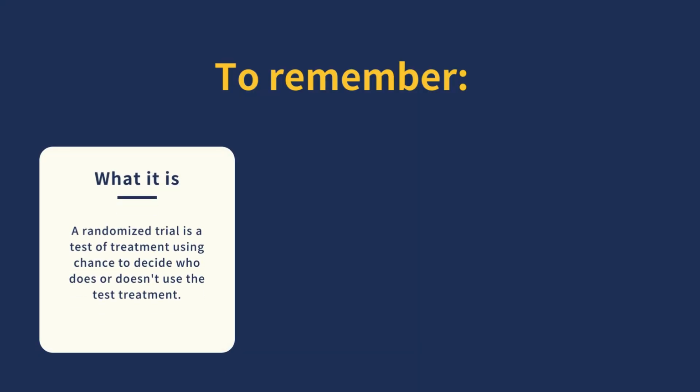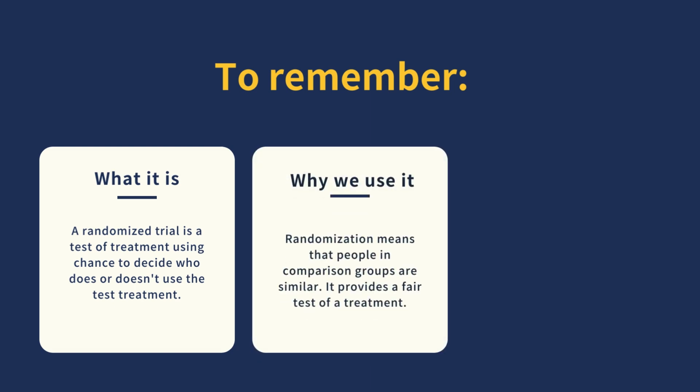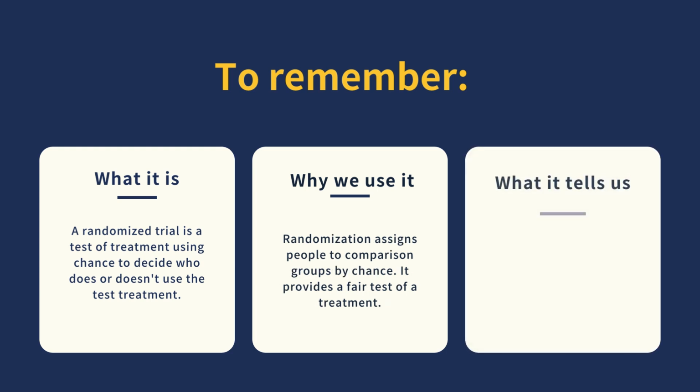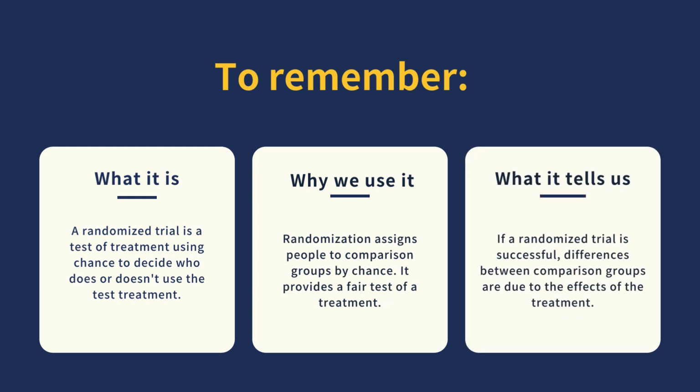Here are some key points to remember. First, a randomized controlled trial is a test of treatment using chance to decide who does or does not use the test treatment. We use it because randomization creates comparison groups that are similar on average. The randomized trial is a fair test of a treatment. If a randomized trial is conducted properly, you can be pretty confident that the differences between people who do and don't use the treatment are due to the effects of the treatment itself.